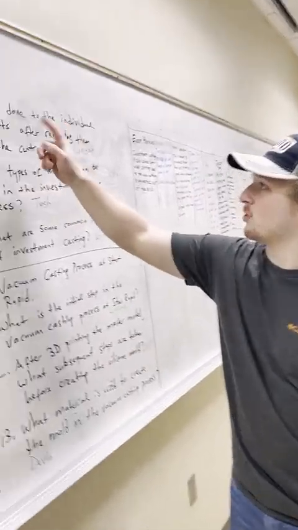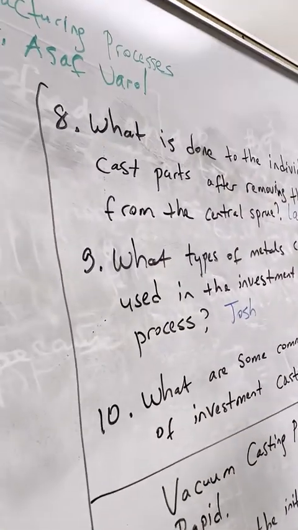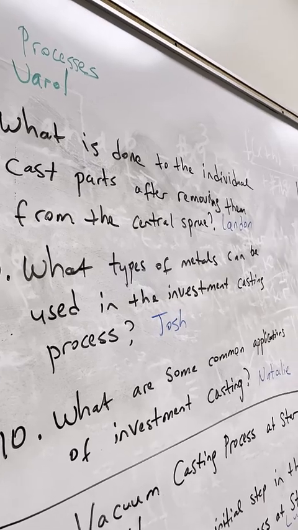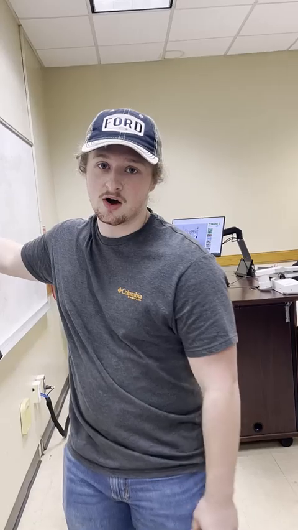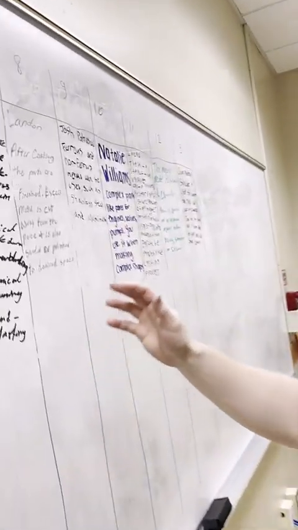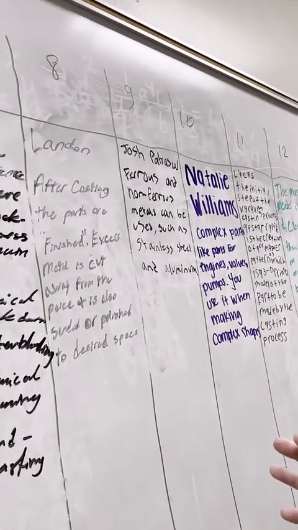Thank you, Michael. My name is Landon. I got question 8, which is what is done to the individual cast parts after removing them from the central sprue. What is done is the excess metal is cut off, and then the part is sanded or polished to the desired specifications. Thank you, Landon.